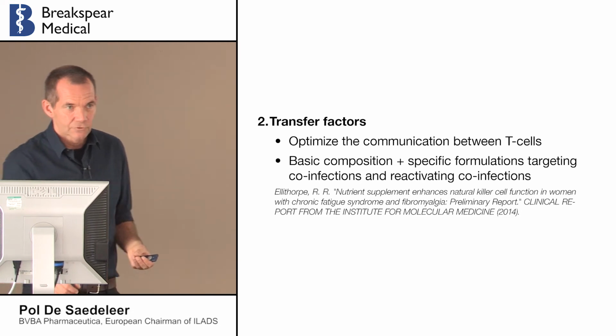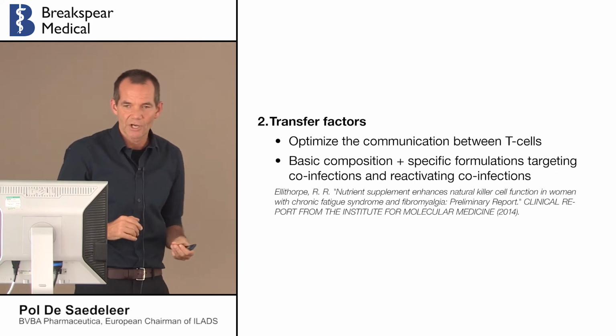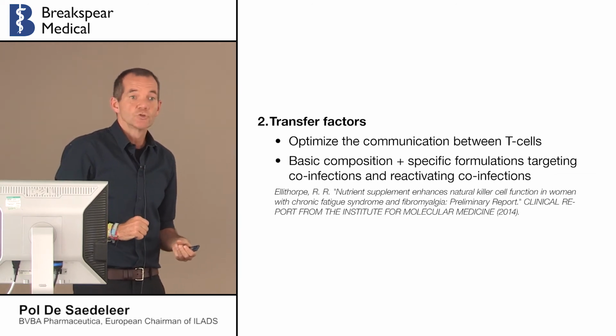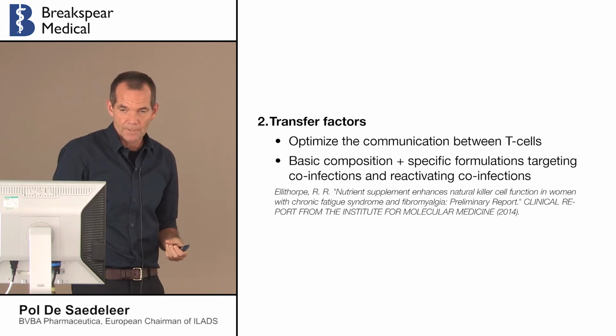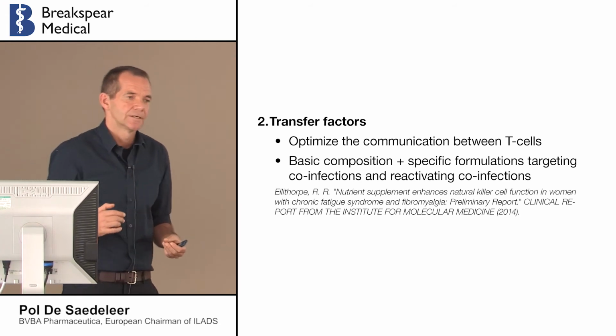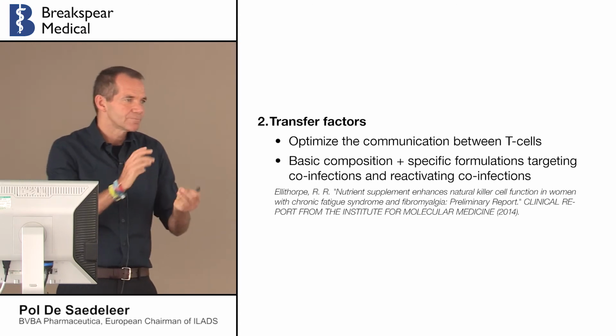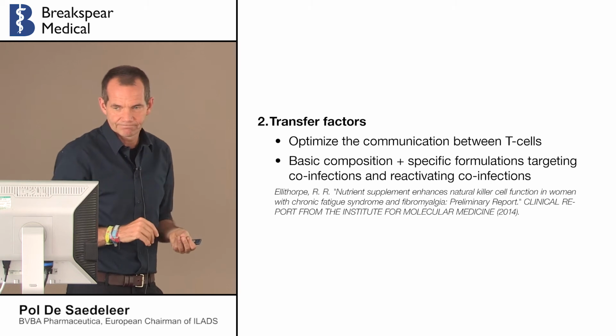Another option to optimize Th1, Th2, because this is the main problem we are discussing today, is the use of transfer factors. Now, transfer factors are messenger peptides, and they improve the communication between immune cells.